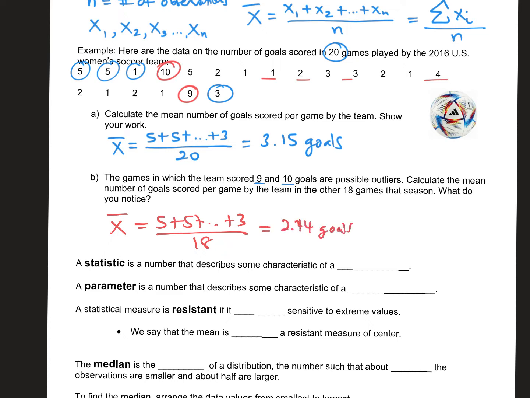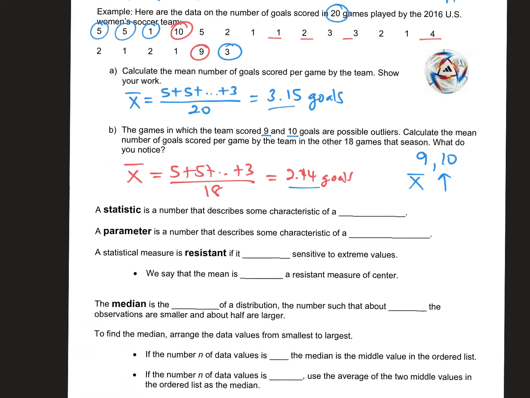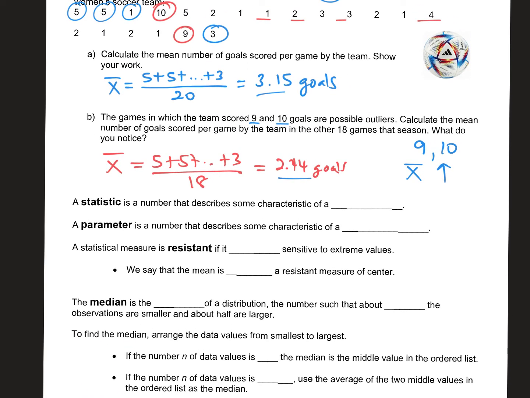Okay, so we notice that with the addition of 9 and 10 goals, it made our average go up quite a bit, 3.15 and 2.44, if we were going to compare those two numbers. And so having that 9 and 10 in there really made an effect on it. It changed the average, changed the mean of the number of goals.